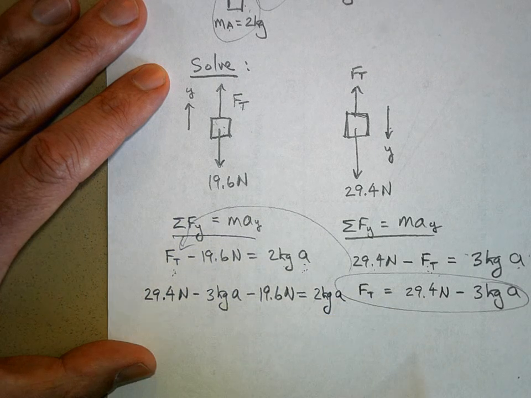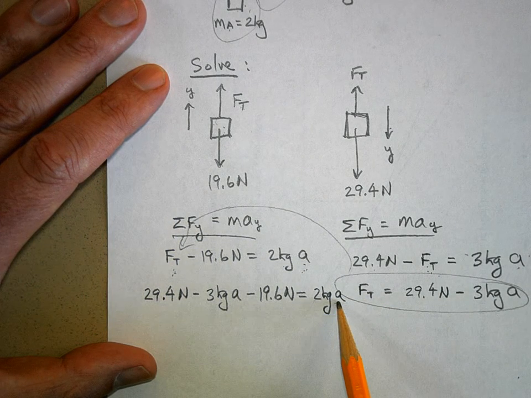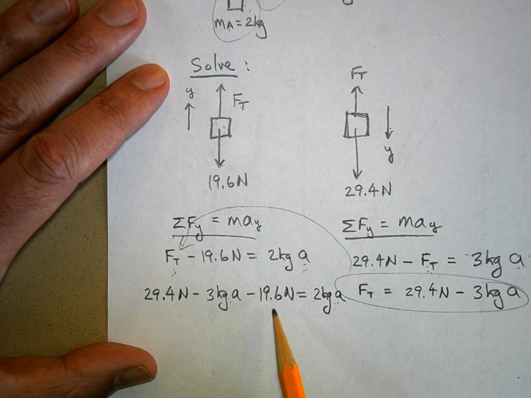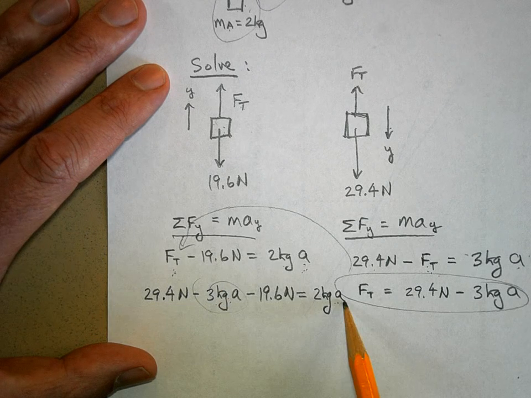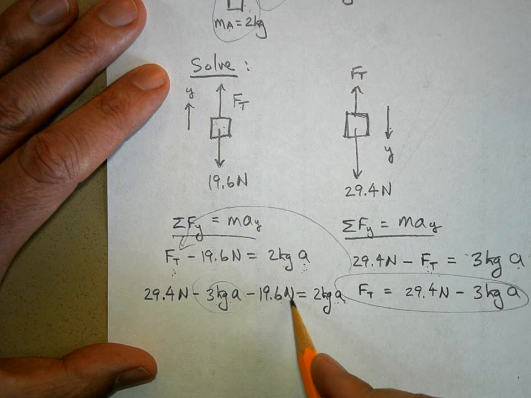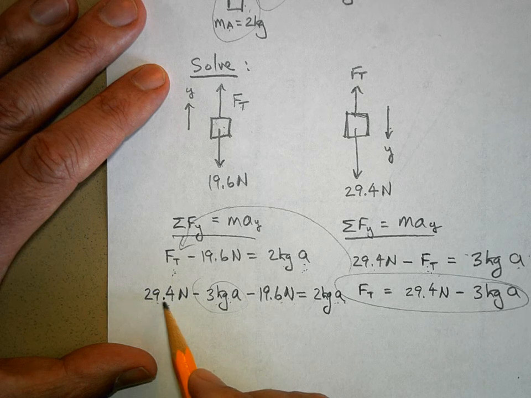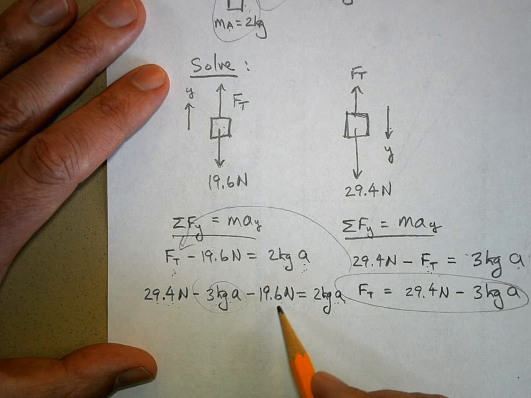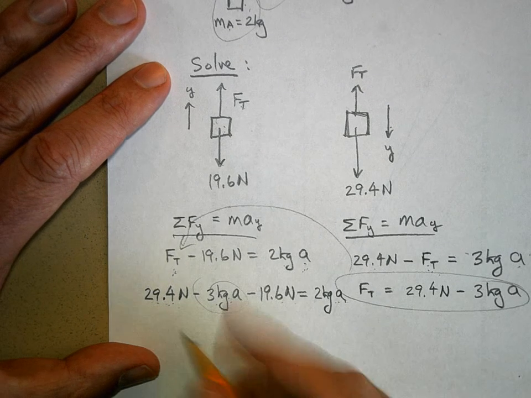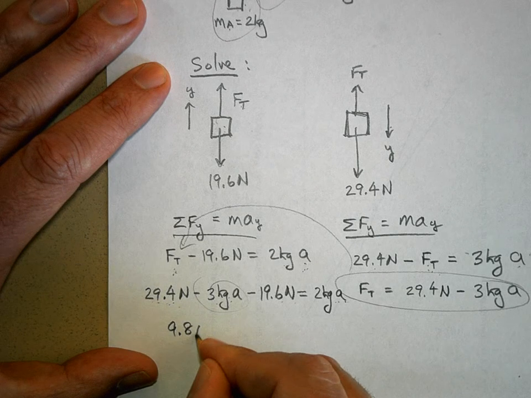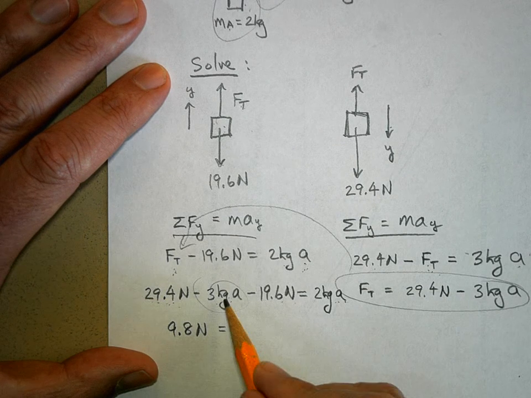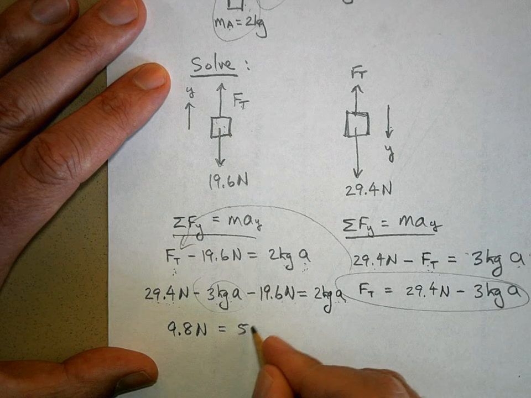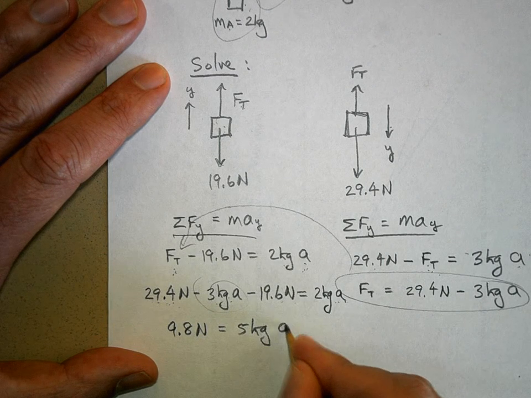times a. Now this is my unknown. This is what I want. Well, I got it on both sides. So what I'm going to do now is add this term to both sides, and combine these. Well, what is 29.4 minus 19.6 newtons? That's going to be 9.8 newtons on this side, and I'm going to add this over here. This is going to be 5 kilograms times a.